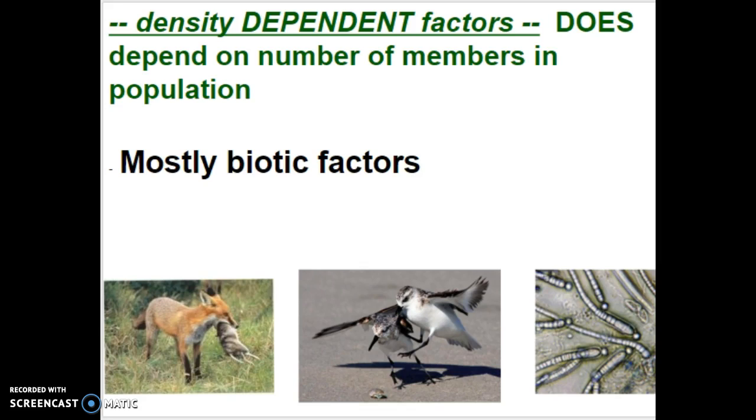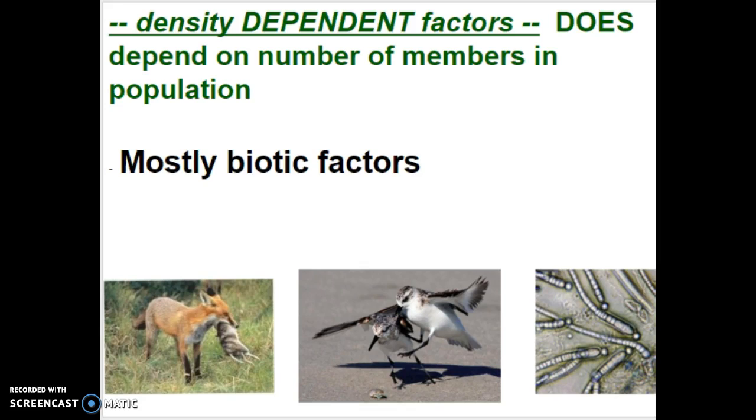Density-dependent factors, on the other hand, will depend on the number of members in the population. These are mostly biotic factors. Food sources for predators can be a density-dependent factor. If there is no food, then those animals will disperse somewhere else. Competition is another type of density-dependent factor. The more members there are in a population, the more competition there will be for the big four resources.